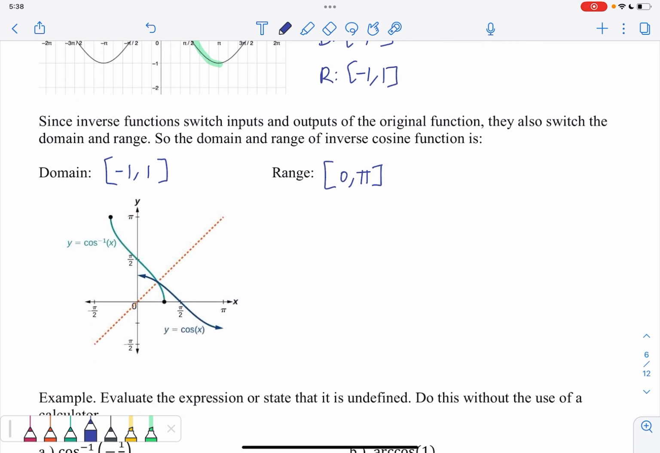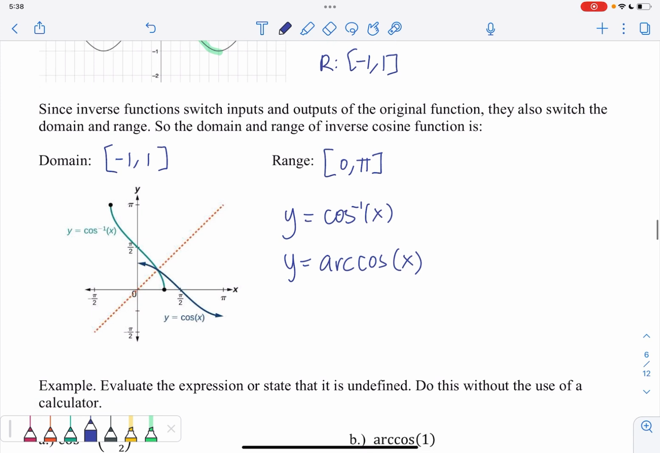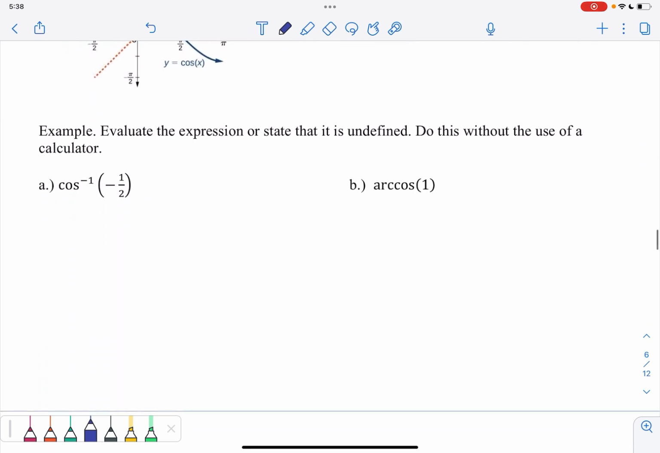So the cosine inverse, we can see the graph here, we can think of as y equals cosine inverse of x. So you'll see it written like that, but we'll also see it as arc cosine, both are representations of the inverse cosine function. So let's evaluate this expression or state it's undefined and do this without the use of a calculator.